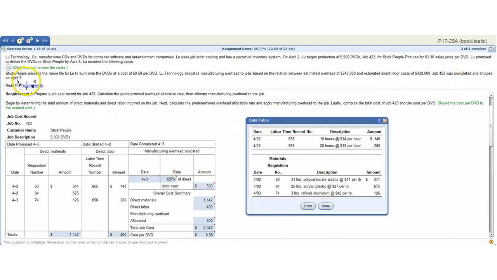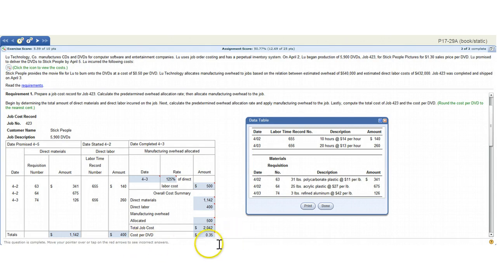This job was completed on April 3rd, and so that's why April 3rd is the date that we're going to allocate the overhead. So April 3rd, 125% of direct labor costs. In this problem, the direct labor costs you totaled at 400. So 125%, or 1.25 times 400, is 500. And that's how we get the overhead of 500. So our materials are the 1,142, the 400 for labor, and the 500 for overhead, which gives us a total of 2,042.